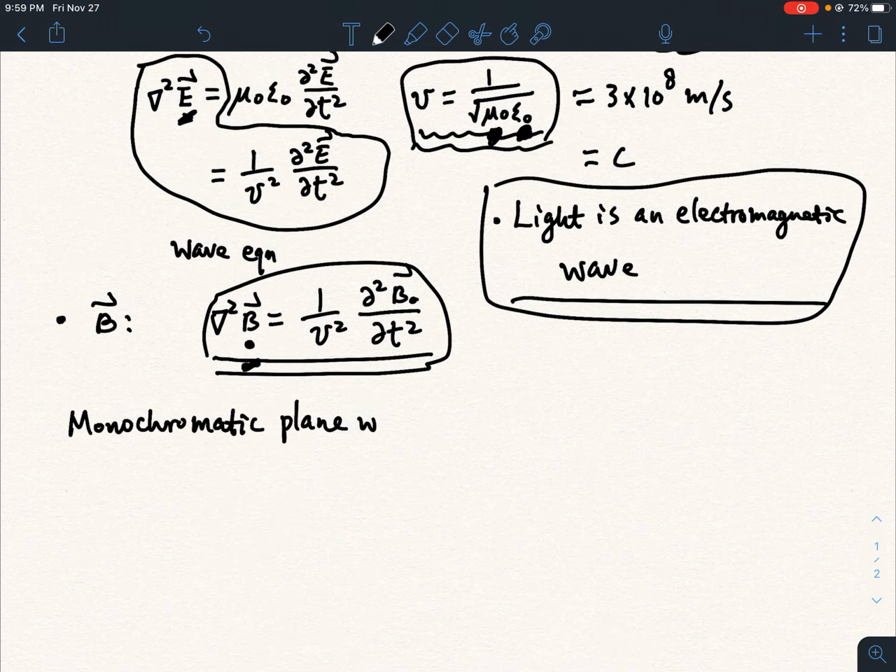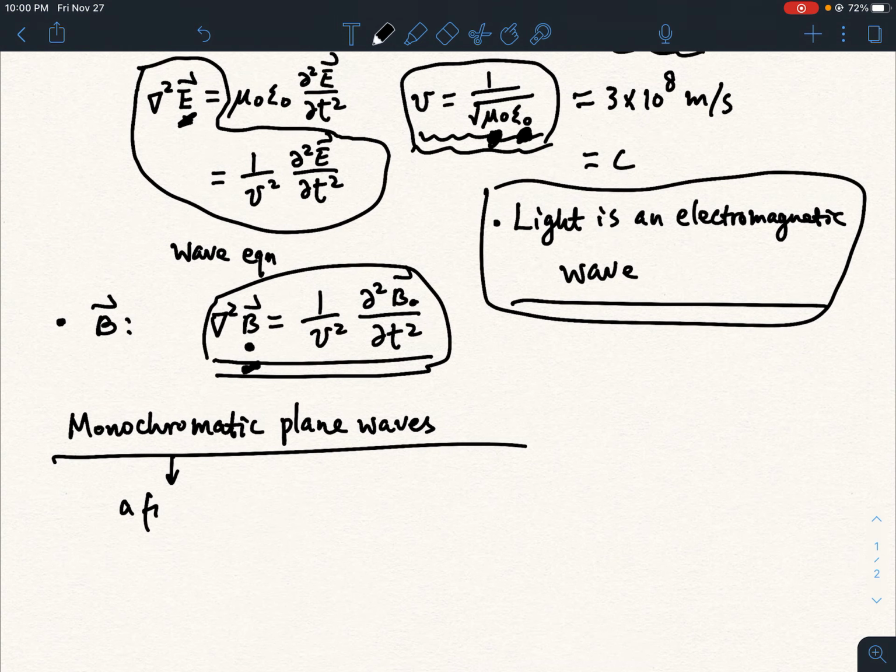So let us first look at a monochromatic plane wave. What is the meaning of monochromatic? We know that light can have different frequencies, and different frequencies often correspond to different colors. We have visible light, we have red, we have blue, and the frequencies are different. So monochromatic means that the frequency is fixed, omega.